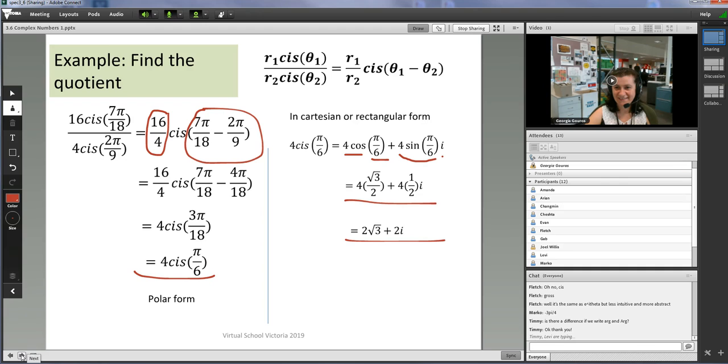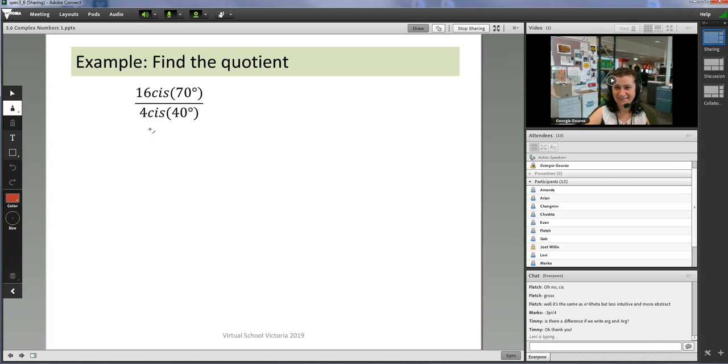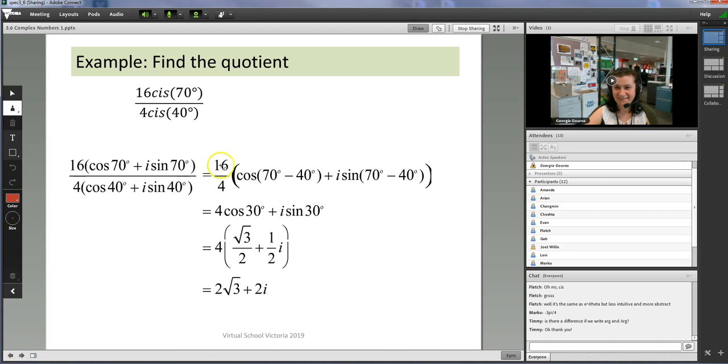Now, usually we work with radians, but sometimes you might see the argument expressed in degrees. The same rules apply. You divide the moduli and you subtract the angles. It's not often that we deal with degrees with complex numbers. They usually are dealing with radians at all times, but you might see this, and you know what to do.